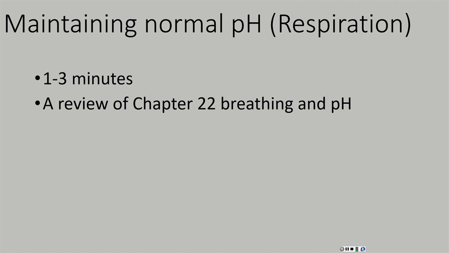Another method to maintain body pH is respiration. We saw in the respiratory system chapter that we breathe at the rate and depth that we breathe to adjust our CO2, which ultimately adjusts our pH. So we breathe to adjust our pH. This is a little bit slower than the buffer system. It takes about 1 to 3 minutes to have full effect.